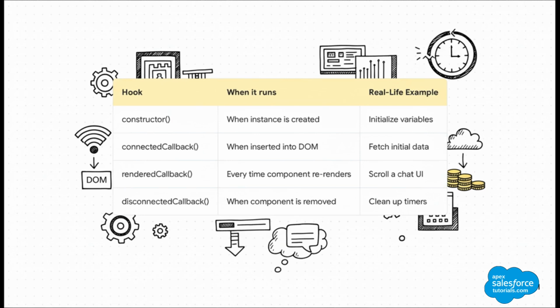For example, connectedCallback is perfect for fetching that initial data as soon as the component appears. And renderedCallback, which runs every single time the UI updates, is ideal for stuff like automatically scrolling a chat window down to the newest message.